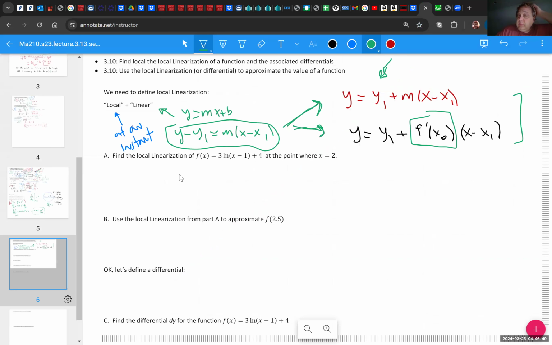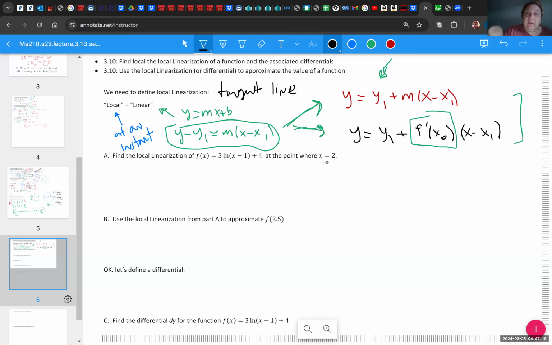All right, so let's go back to the first example. It asks to find the local linearization of this random function at a point that I specified. So local linearization means the local line, the local linear thing, and to find the local linearization, you're just going to find the tangent line. And if you remember finding the tangent line, which you've done several times previously, then you know how to solve. How do we find the tangent line?